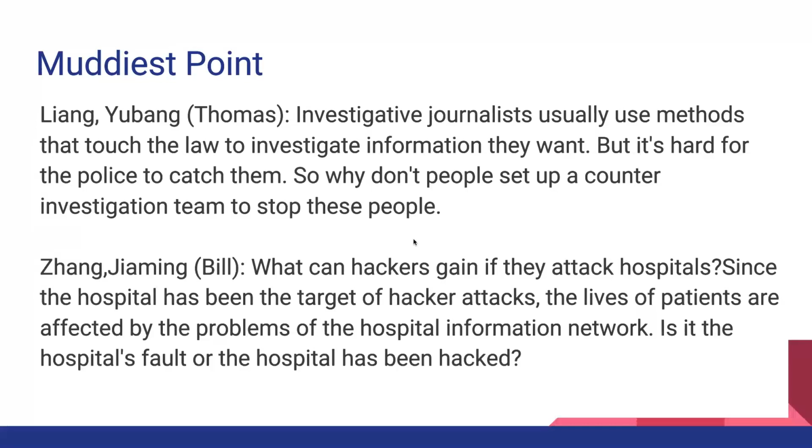From Thomas: investigative journalists usually use methods that touch the law to investigate information they want, but it's hard for the police to catch them. Why don't people set up a counter investigation team to stop these people? Well, usually most governments already have a cyber team, and they do try to counter these people, right?